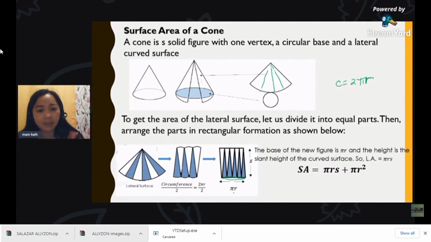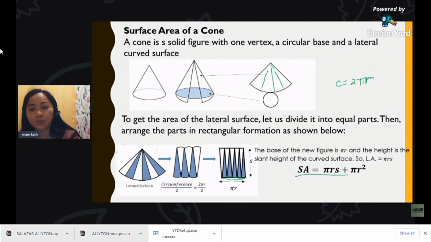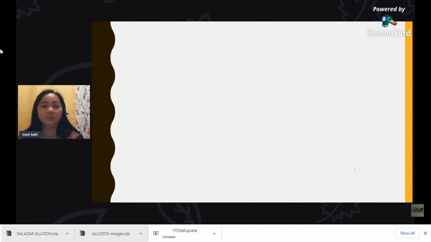Now, bakit pi r lang? Eh, di ba 2 pi? Eh, kalahati lang naman siya ng circle. So this is the formula that you are going to use to get the surface area of a cone.